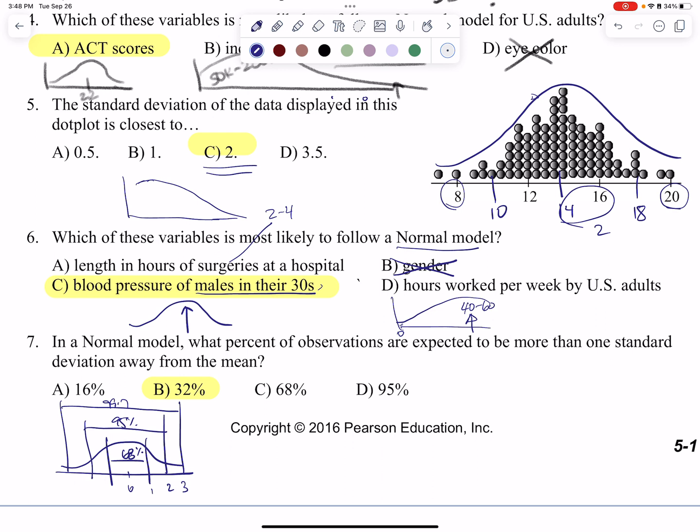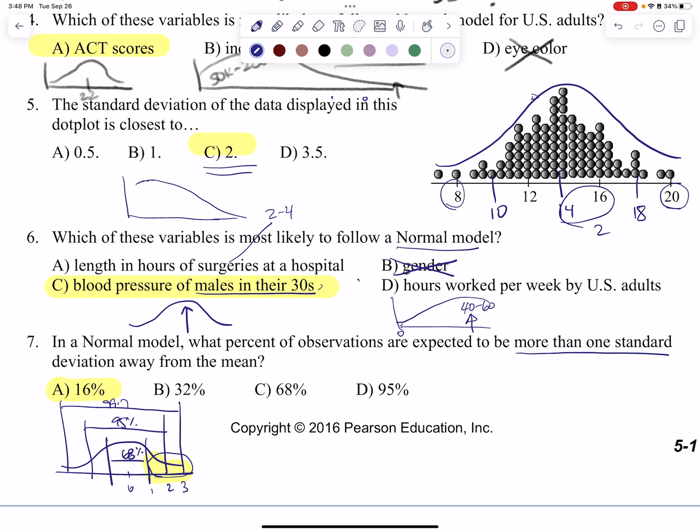So on this one, it says, what's expected to be more than 1 standard deviation? Well, more than 1 standard deviation is this area here. And if 68 is in the middle, more than 1 standard deviation, that's not right. That one's going to be the right, because more than 1 standard deviation is going to be this part here.